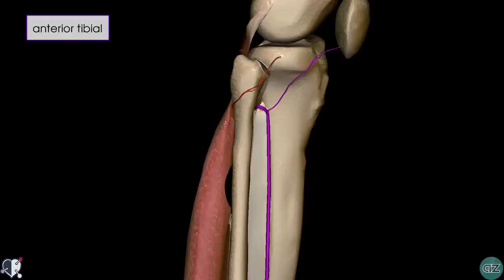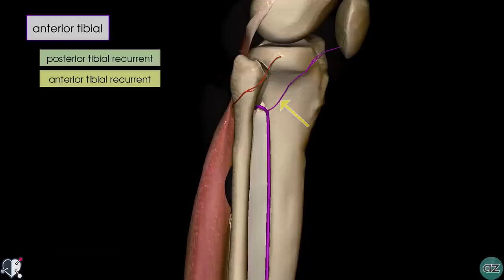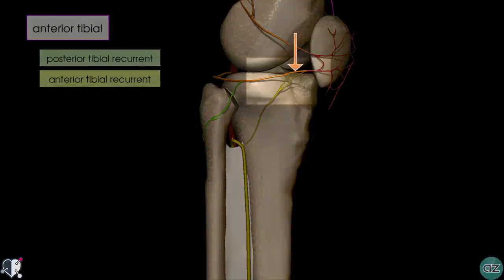The branches of the anterior tibial artery include the posterior tibial recurrent and the anterior tibial recurrent arteries proximally. The posterior tibial recurrent artery is not always present, and it's not shown on this model. The anterior tibial recurrent artery you can see here. I've just switched over to a different model which illustrates how the anterior tibial recurrent artery anastomoses with the lateral inferior genicular branch of the popliteal.